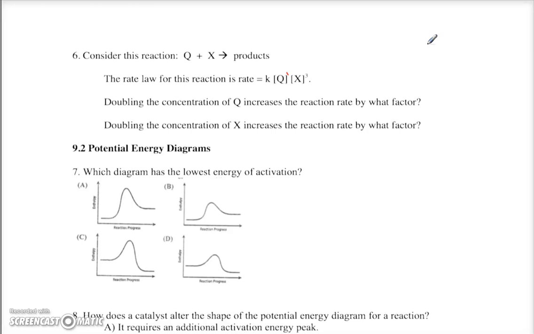So what's going to happen if you double the concentration of Q? If you double the concentration of Q, 2 to the 1st power, what's that going to do to the overall reaction rate? Well, 2 to the 1st power is just 2, so doubling the concentration of Q will increase the reaction rate by a factor of 2, so it'll double it.